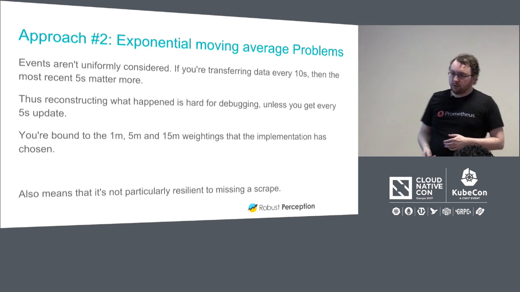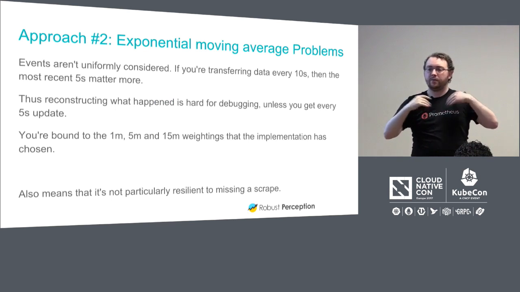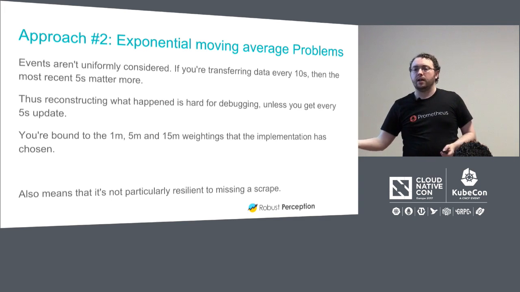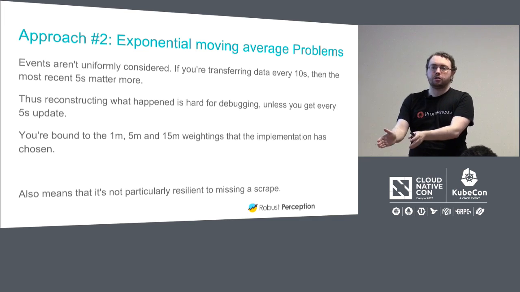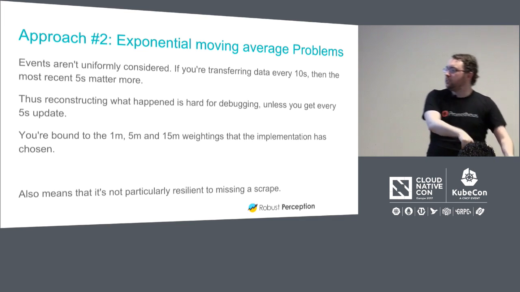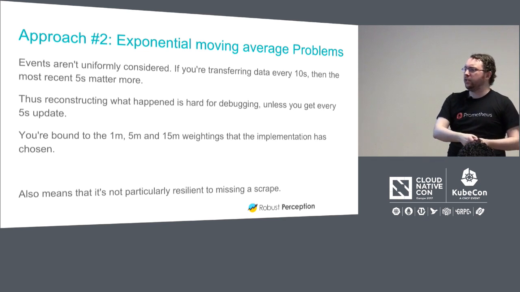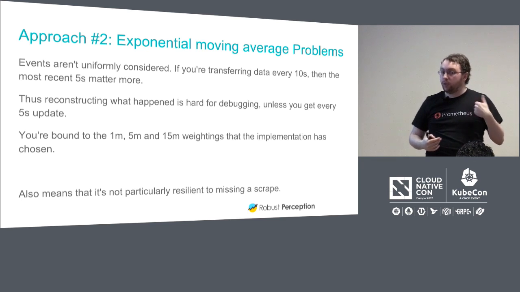There are problems with the exponential moving average. The first is that because you're decaying exponentially, events are not considered equivalently. If you're transferring data every 10 seconds, and it's doing that tick every 5 seconds, data in the 5 seconds preceding your scrape matters more than the 5 seconds before it because of the decay. So that makes the math kind of tricky to figure out if you're not sampling it the same as the tick interval. And let's be honest, 5 seconds is quite frequent for data.